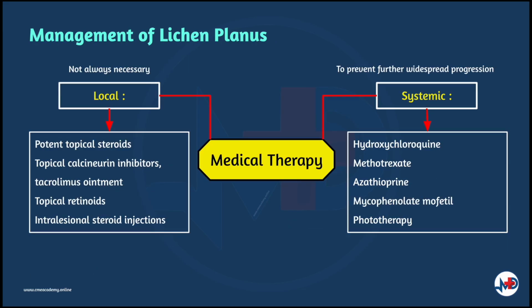Medical management is not always necessary and is targeted for local skin treatment, while systemic treatment is to prevent further widespread progression of the lesion. Local management of the lesion includes use of potent topical steroids, topical calcineurin inhibitors or tacrolimus ointment, topical retinoids, and intralesional steroid injections. Systemic therapy includes medications such as hydroxychloroquine, methotrexate, azathioprine, mycophenolate mofetil, and phototherapy.